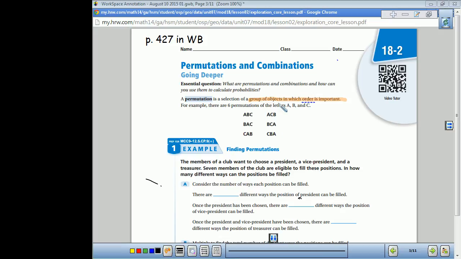Alright, so permutation. A permutation is what we use when we're selecting a group of objects when order is important. So if order matters, then we would choose permutation. Another thing it might say when order matters is how many different ways can we arrange the objects. So if you see arrangement of objects, that's keying you in on a permutation because the order matters.